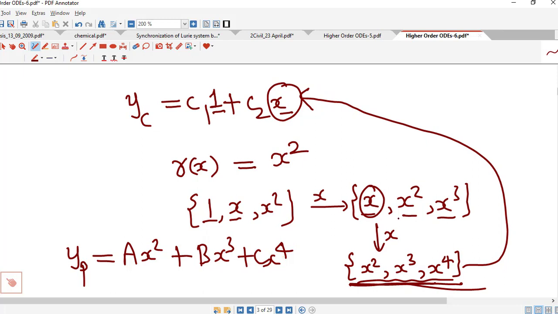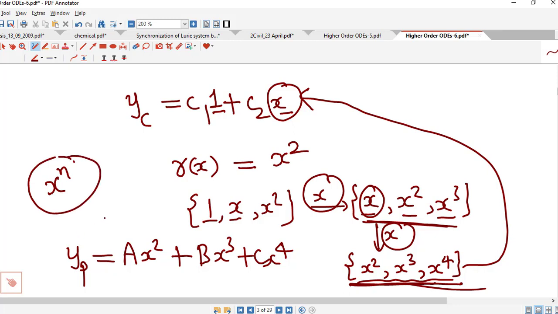It is very important to check whether any function in the family of derivatives is present in the complementary function or not. If it is present, then we must modify the family of derivatives by multiplying by powers of x, whatever powers are required to modify the choice for particular integral.